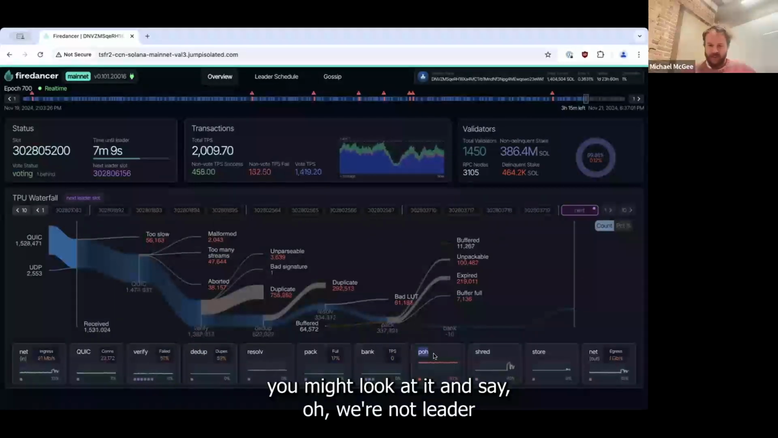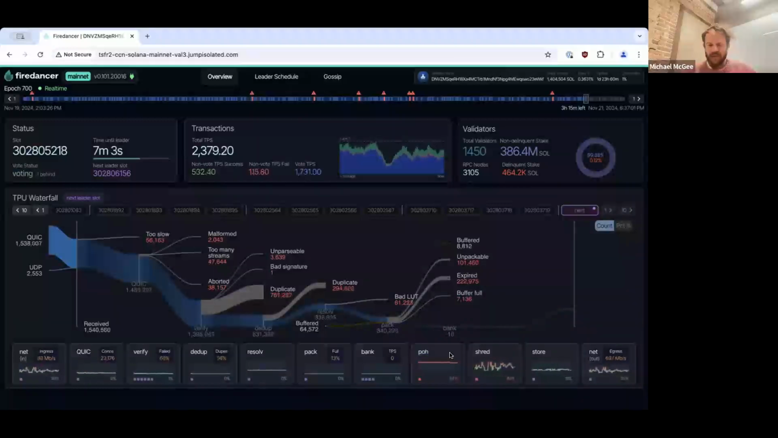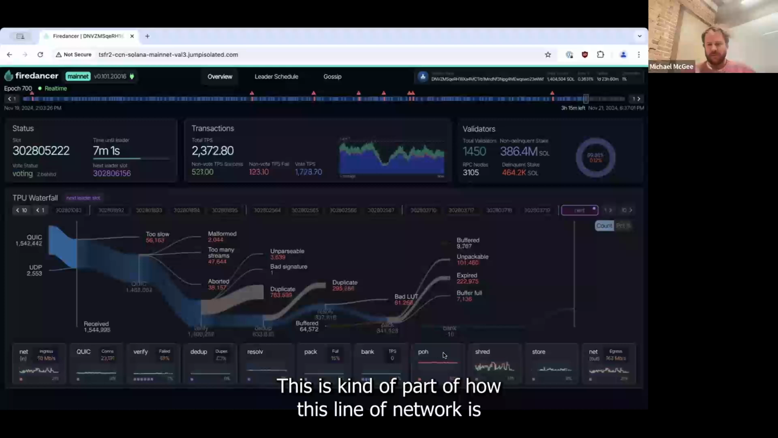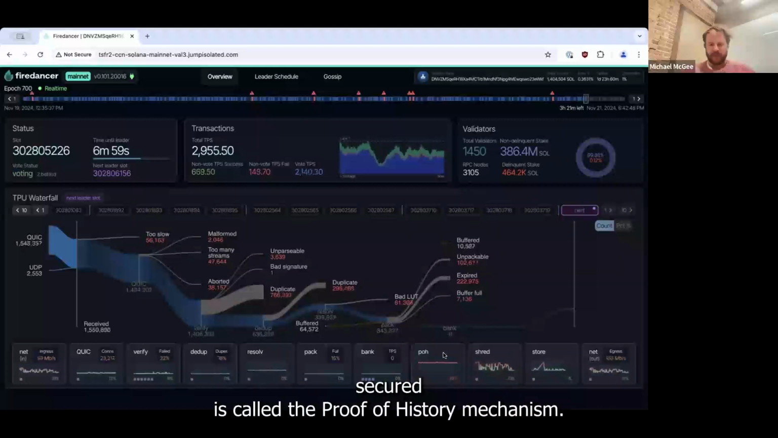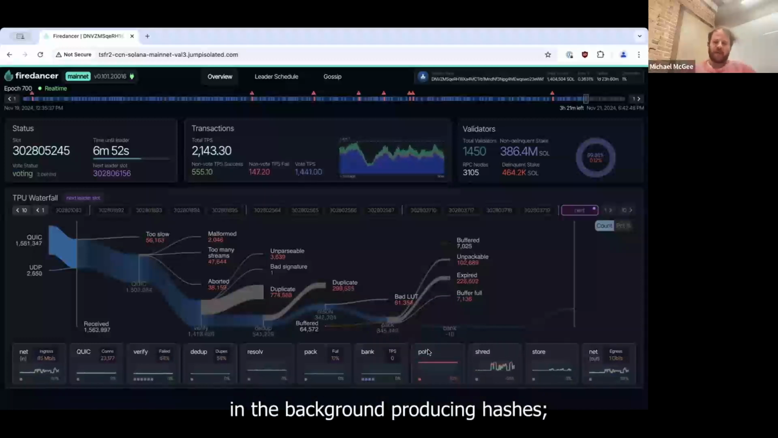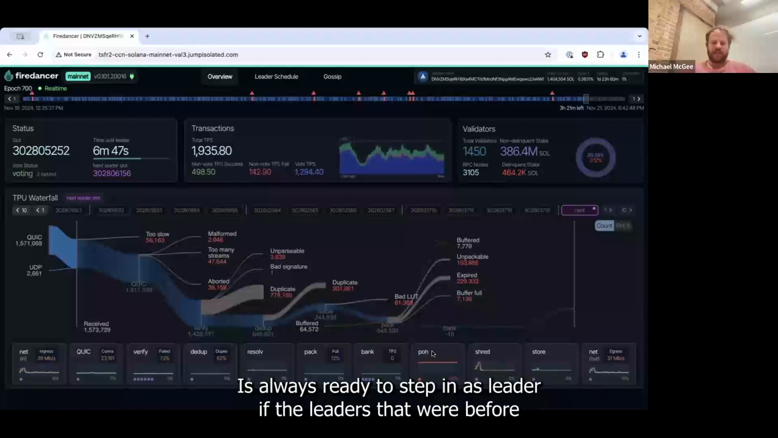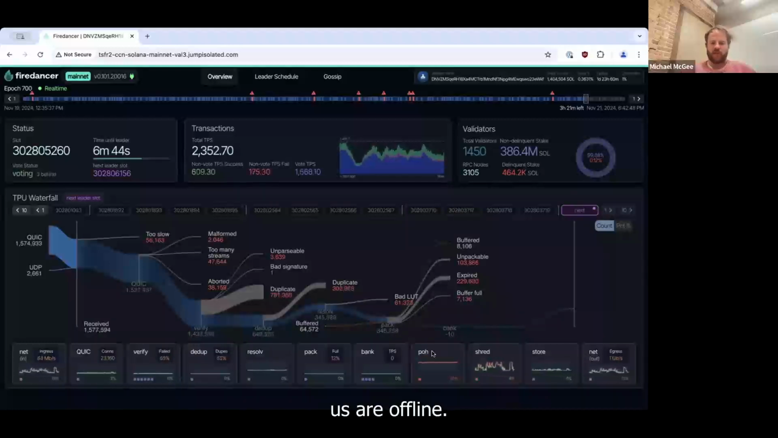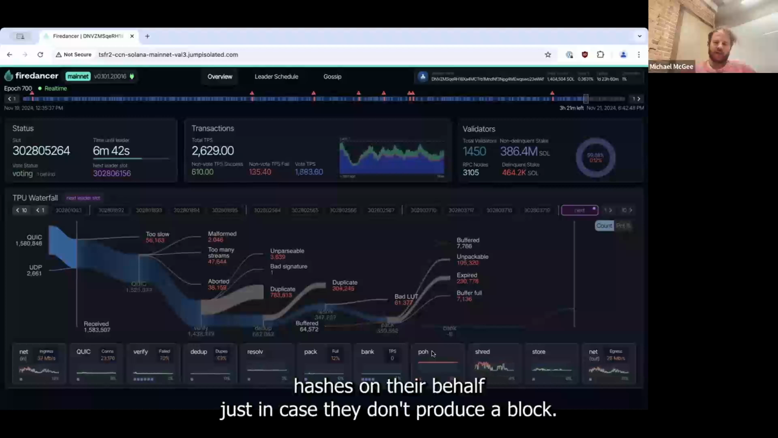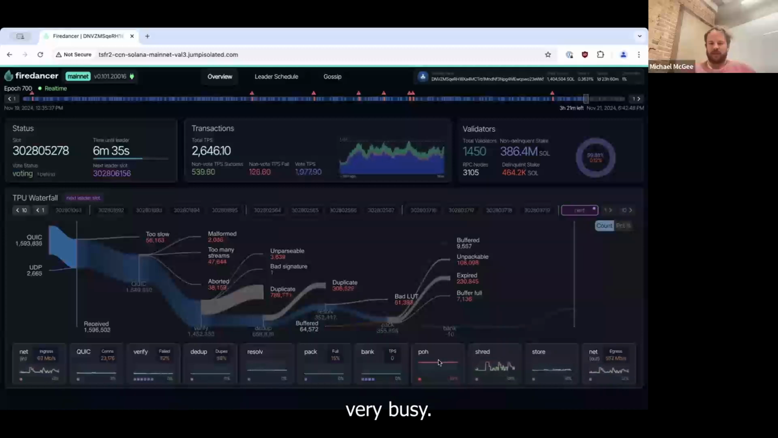PoH is a curious one. You might look at it and say, oh, we're not leader, yet it seems very busy. It's always at 90%. This is part of how the Solana network is secured. It's called the proof of history mechanism. I won't describe it in full detail here, but this is always running in the background producing hashes. The idea is our validator is always ready to step in as leader if the leaders before us are offline. So we always need to be computing hashes on their behalf just in case they don't produce a block. That's why this component is very, very busy.